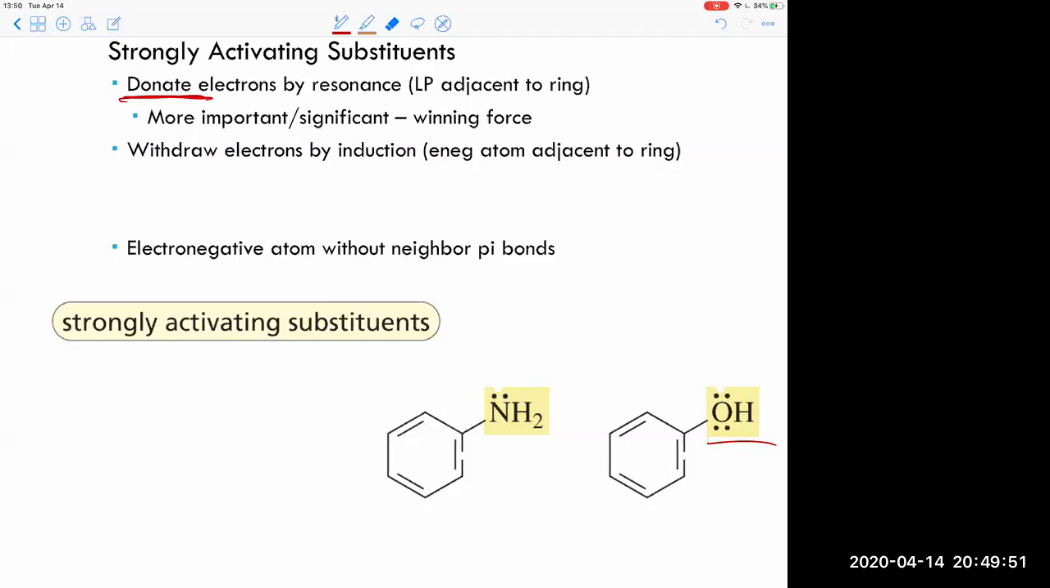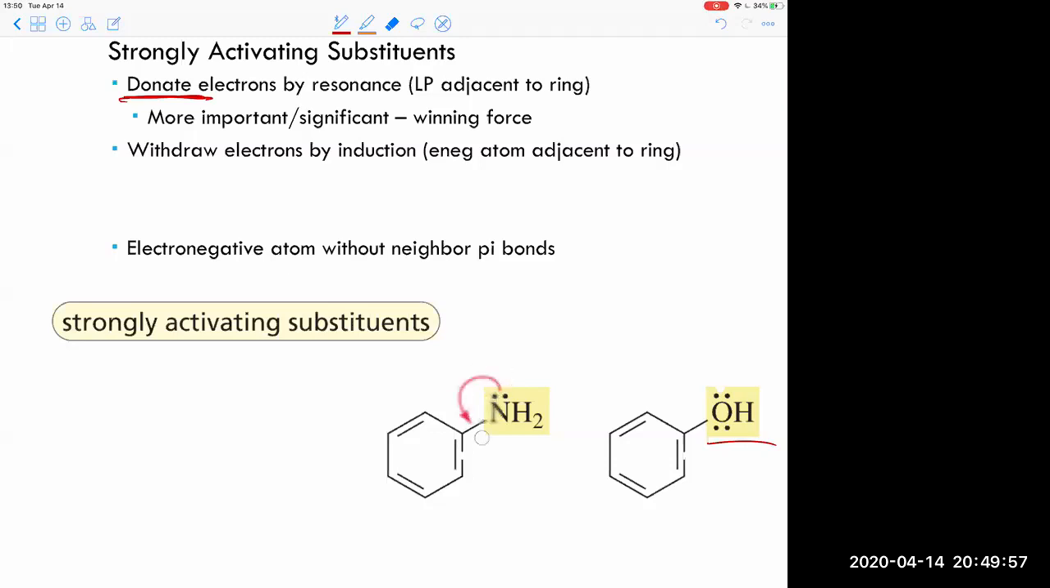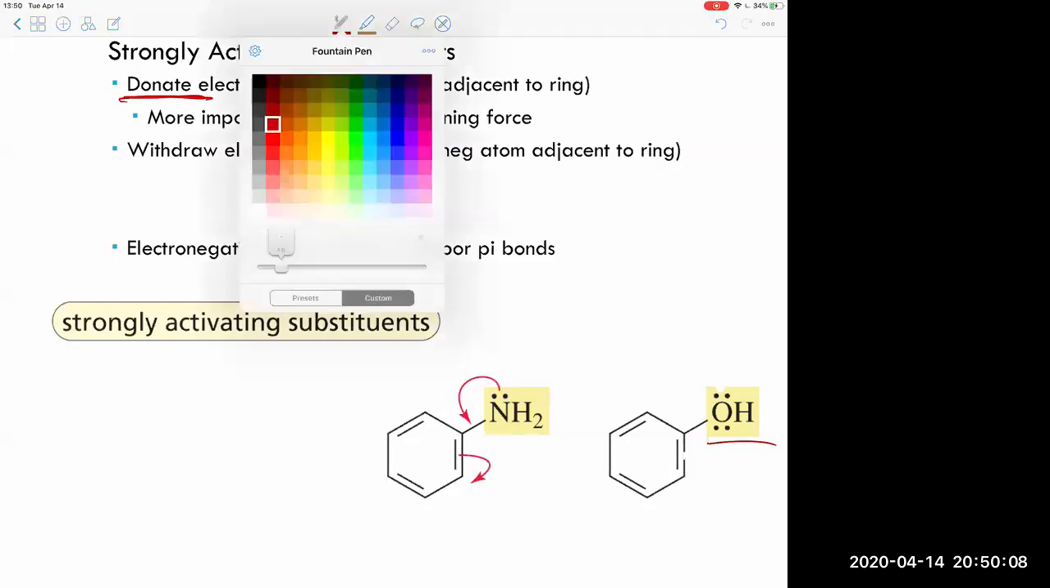Just one of the contributors? Yeah, just one of them. Fine, I'll do the other one. I just want to make sure we all remember how this is going to go. These are going to be donating groups because that pair of electrons, either on the nitrogen or the oxygen, can be donated to the benzene ring.